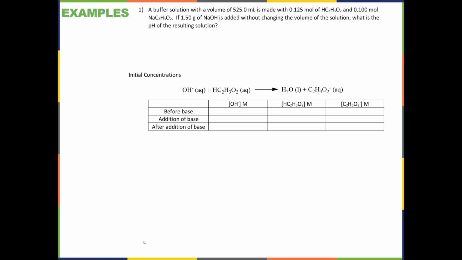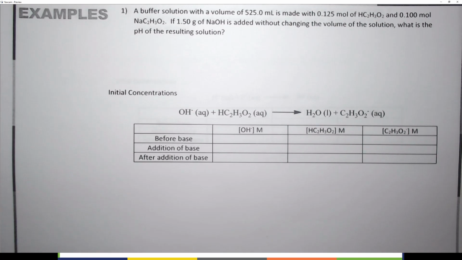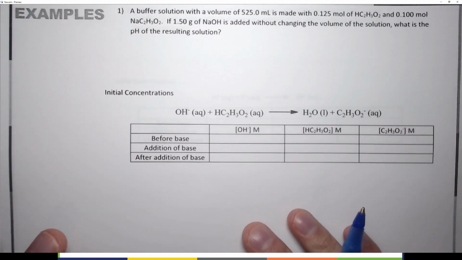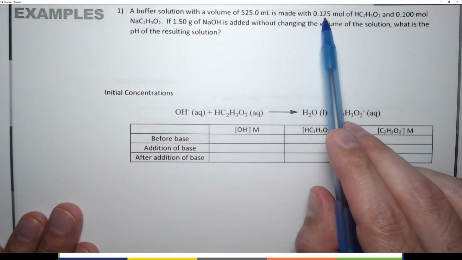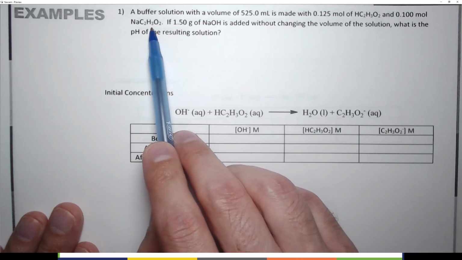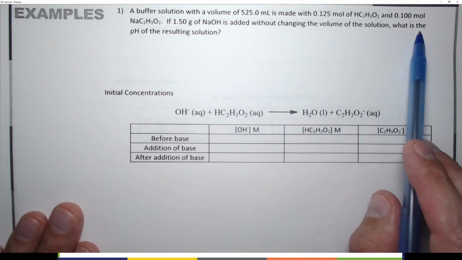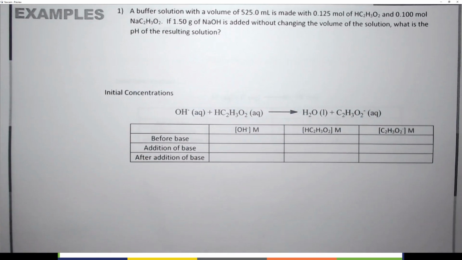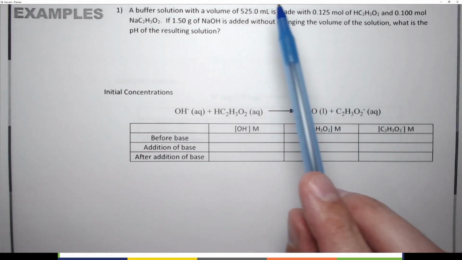So let's look at an example here, which again I'm going to go through on the camera, and we're actually going to do two like this because these problems are quite involved, and I think seeing it a second time can be helpful. It says a buffer solution with a volume of 525 milliliters is made with 0.125 moles of acetic acid and 0.1 moles of sodium acetate, the conjugate base. If 1.5 grams of NaOH is added without changing the volume of the solution, what is the pH of the resulting solution?